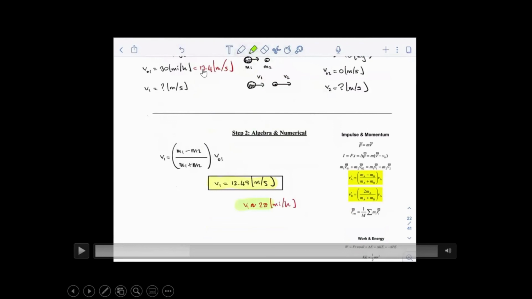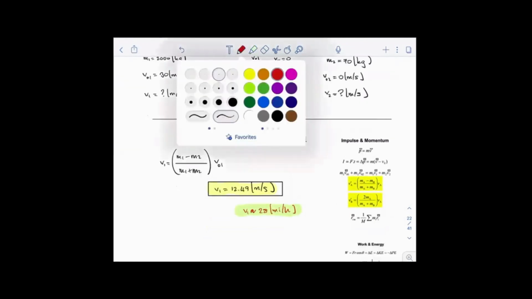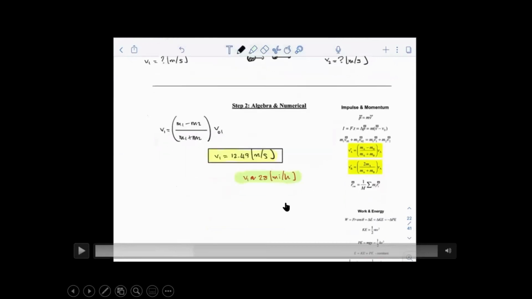So the car's speed goes down by about 2 miles per hour. In real life, it would be about 26 to 27, and we end up getting 28. That's not bad. Now let's take a look at the speed of the person.